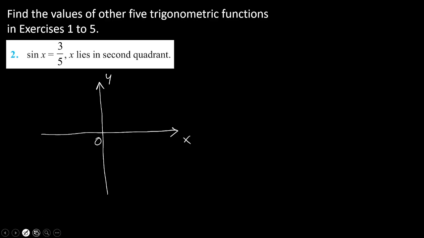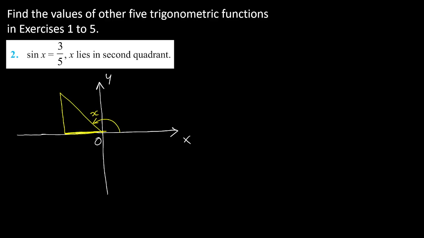Angle x lies in the second quadrant means the angle rotation is this much. The angle entered into the second quadrant. Let me complete the right angle triangle by drawing a vertical like this. So this is the right angle triangle lying in the second quadrant. Understood? So sin x, x is the angle. x is not a side, x is the angle. So sin x is 3 by 5.